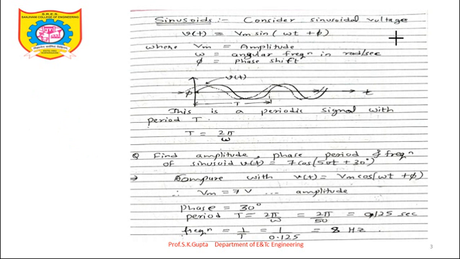So consider the sinusoidal voltage V of t equal to Vm sin omega t. Now in this Vm sin omega t, what is Vm? Vm is nothing but the amplitude. Omega is the angular frequency in radian per second. It is a frequency, but which frequency? It is the angular frequency and the unit is radian per second. Then third is phi. Phi is nothing but the phase shift.